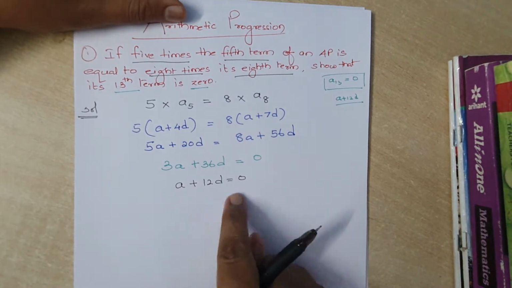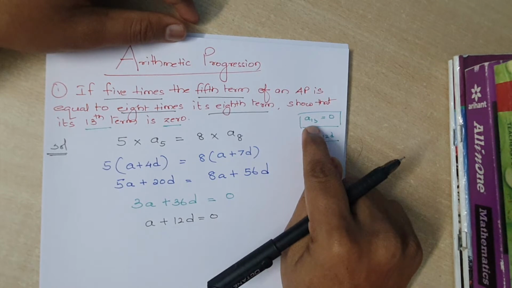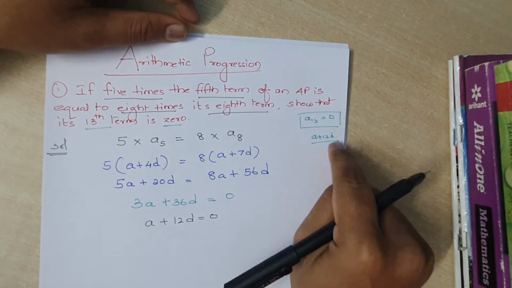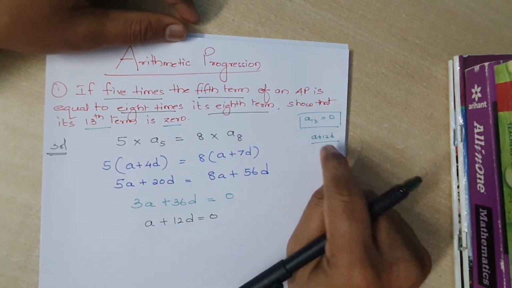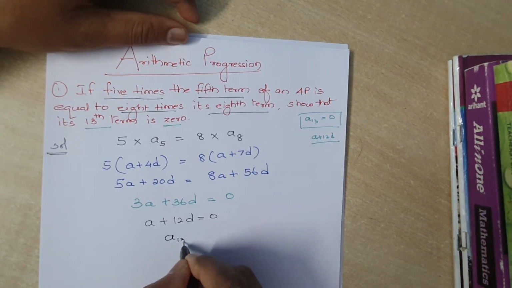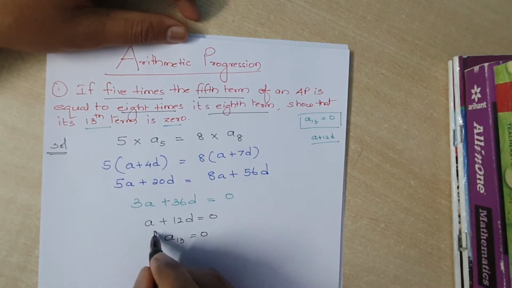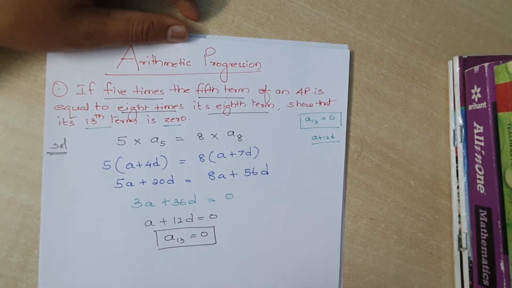And what is A plus 12D? We have said that A13 is A plus 12D. So A plus 12D is the 13th term, A13. So A13 is equal to 0. And this is what we had to prove.